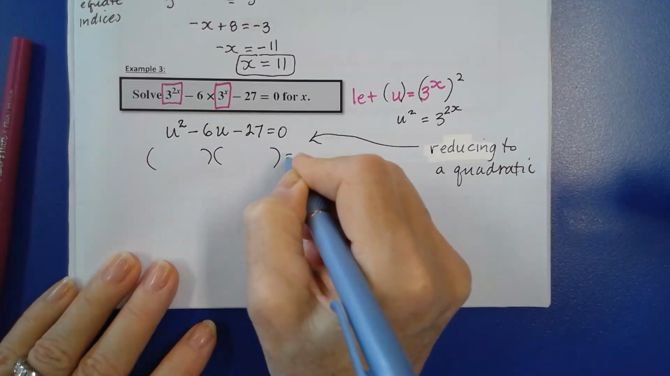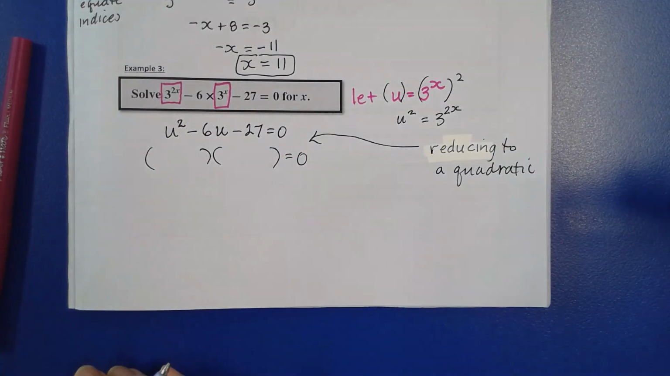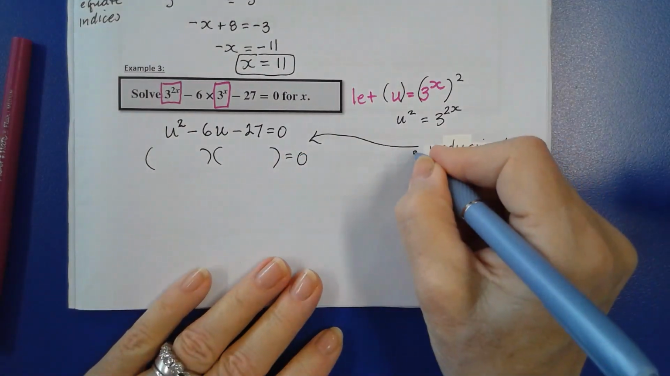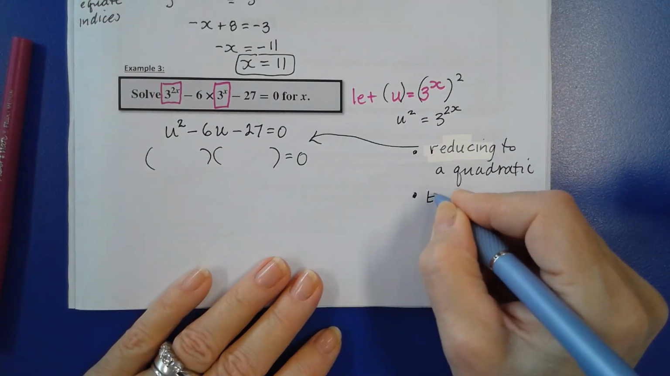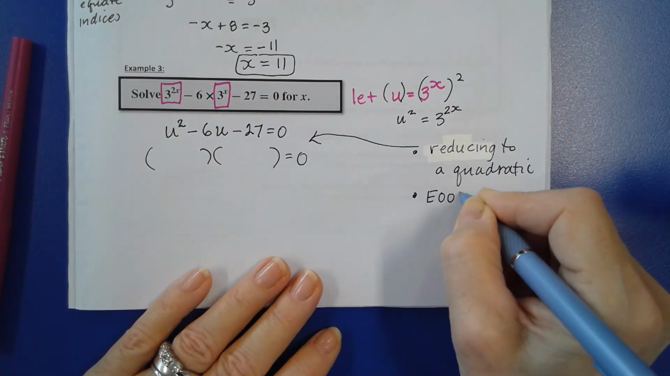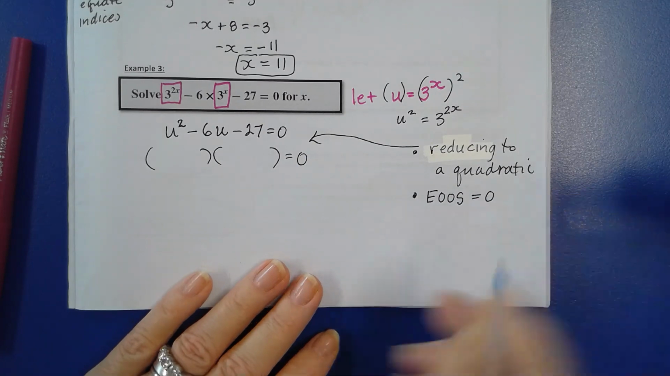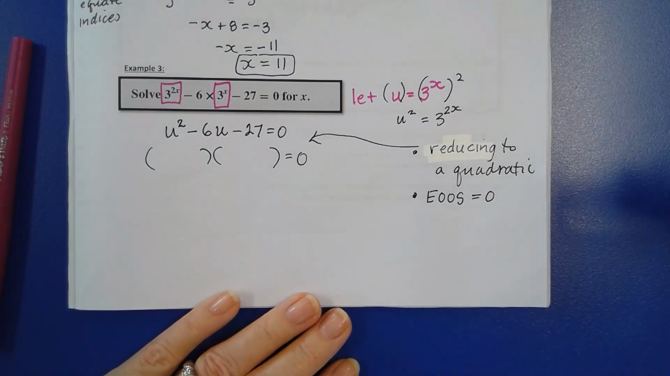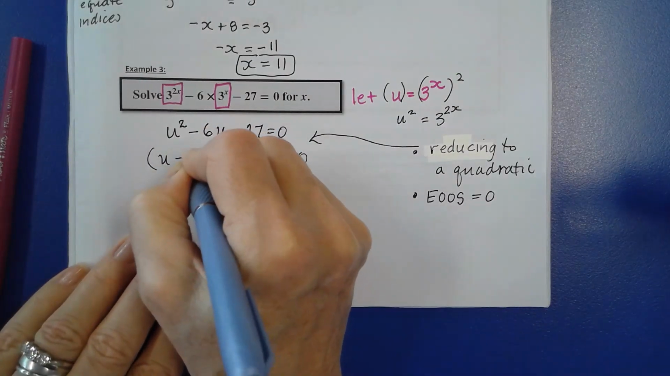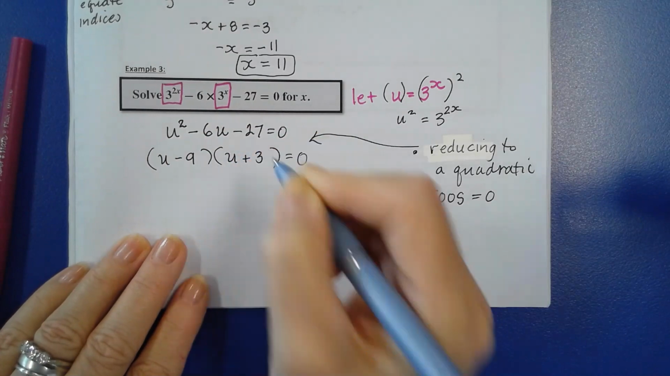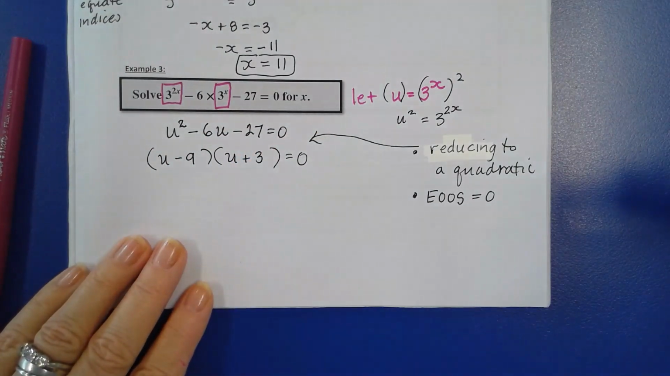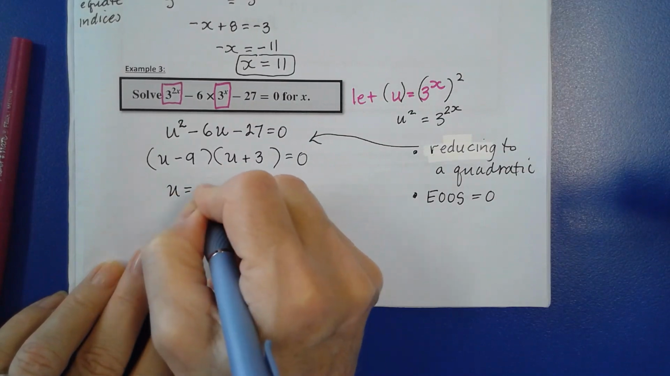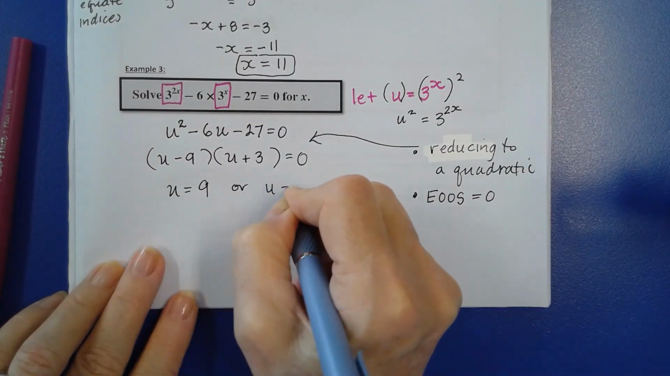Beautiful. Okay, I've got everything on one side equal to 0. So I reduce it to a quadratic, and then I want everything on one side equal to 0. And I might think of two things that multiply to give me negative 27 and add to give me negative 6: 9 and 3. So u equals 9, or u equals negative 3.